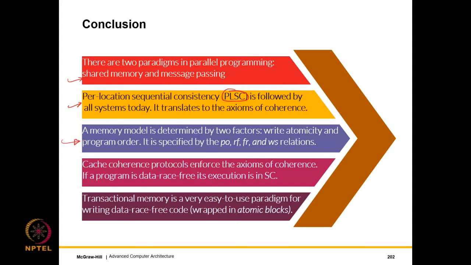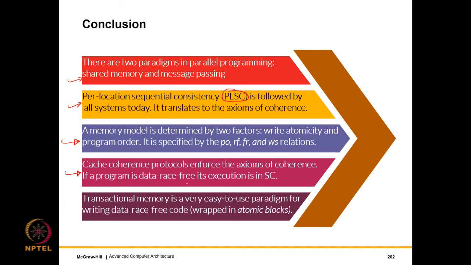Memory consistency models are of many types. The key important variables are write atomicity and program order. These relationships are captured by the PO, RF, FR, and WS relations, which we have discussed in great depth. And to enforce the axioms of coherence, where the serialization axiom comes from PLSC and the write propagation axiom comes more from common sense that we don't want writes to be lost, there are many ways, many protocols, Snoopy protocols, directory protocols to enforce the axioms of coherence.